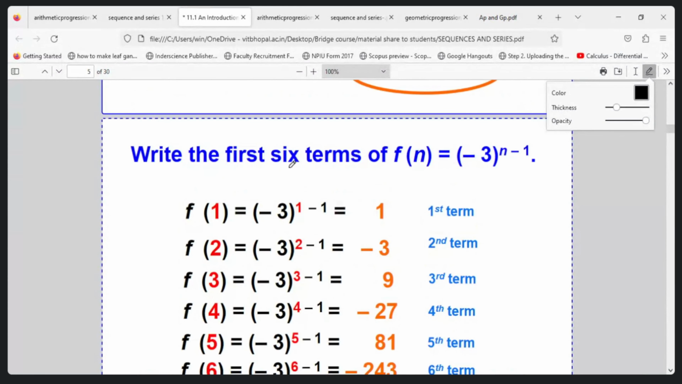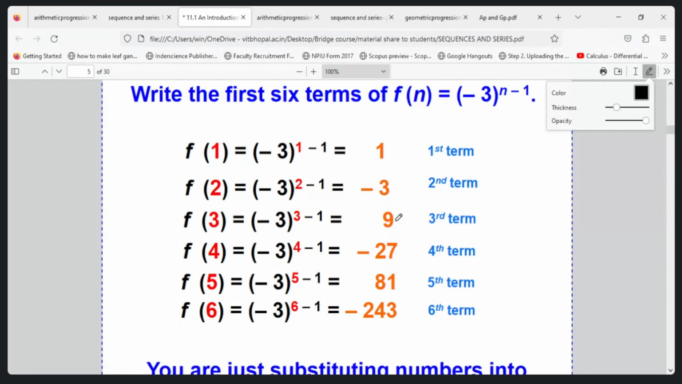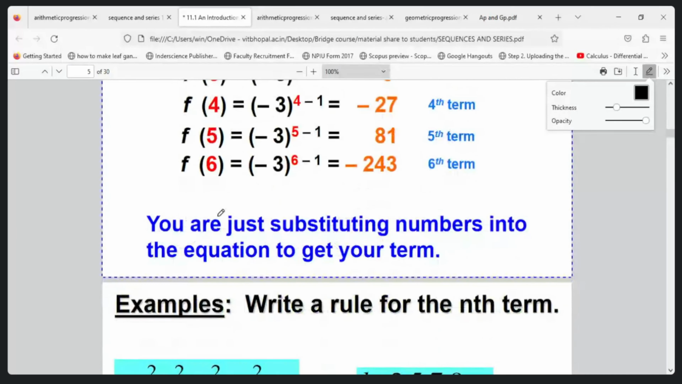The first 6 terms of fn equal to minus 3 to the power n minus 1. So for f1, we put n equal to 1. So minus 3 to the power 1 minus 1. That is minus 3 to the power 0, because 1 minus 1 is 0. The power of any term with 0 is 1. Then minus 3 squared, with the power minus 1 remaining, so minus 3. Then 9, then minus 27, then 81, then minus 243. You are just substituting the numbers into the equation and getting your terms.